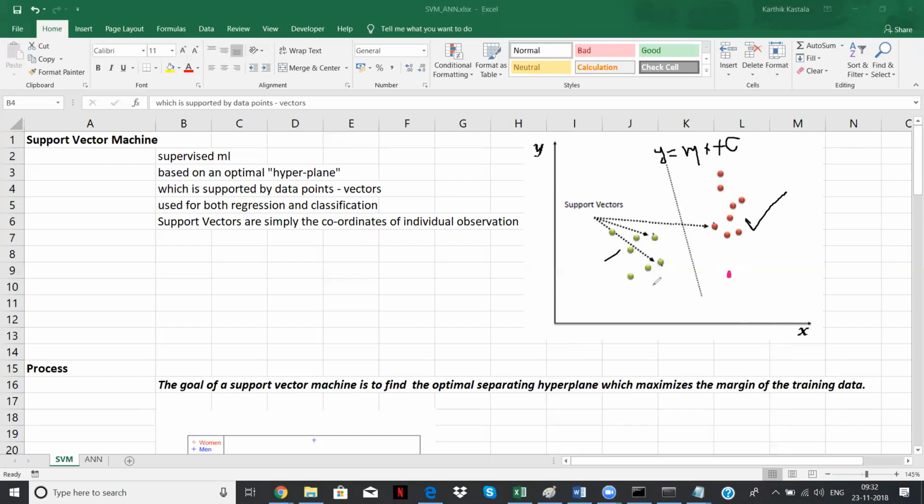And if this unknown point is on this side of the line, the machine will classify it as the green class. This is how support vector machine works. So by now you would have guessed one thing. In running the support vector machine algorithm, what is more important? It's more important for us to come up with this line, right?